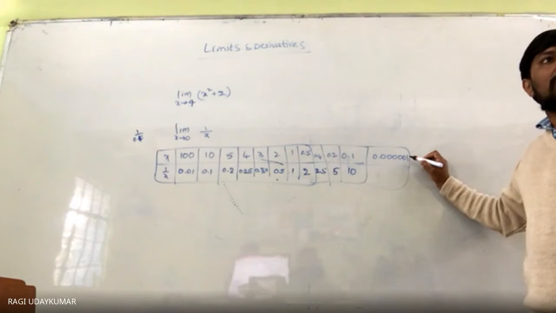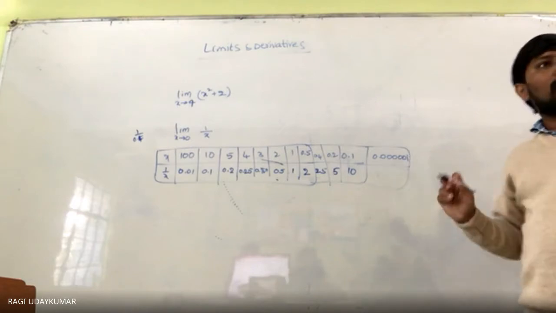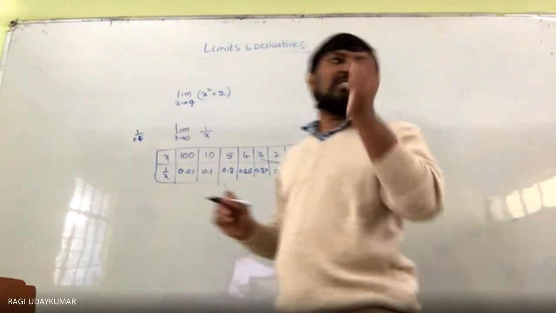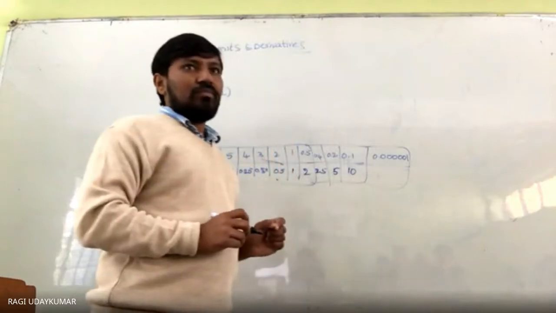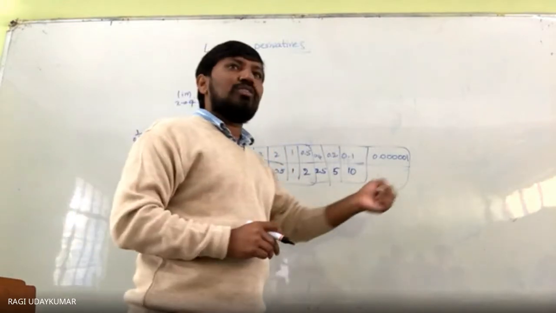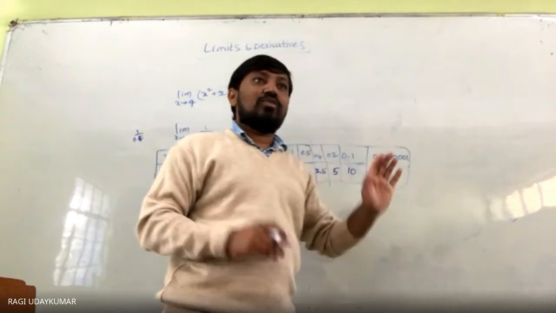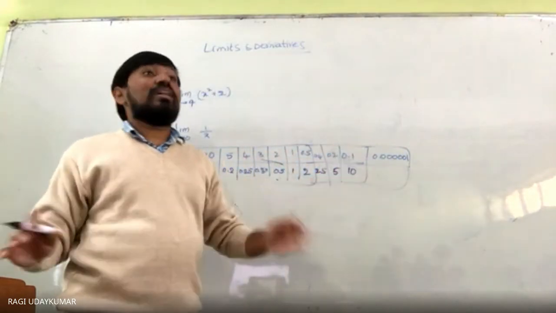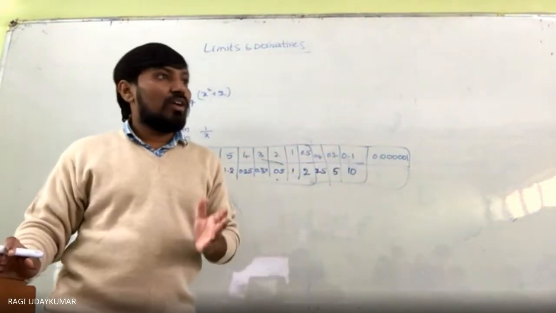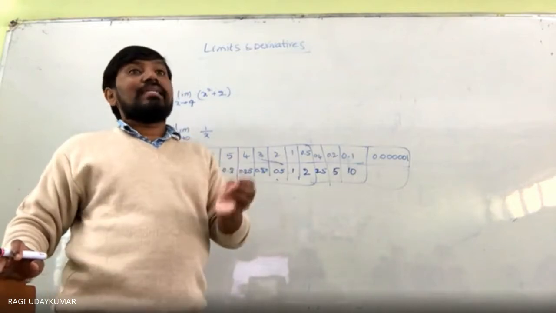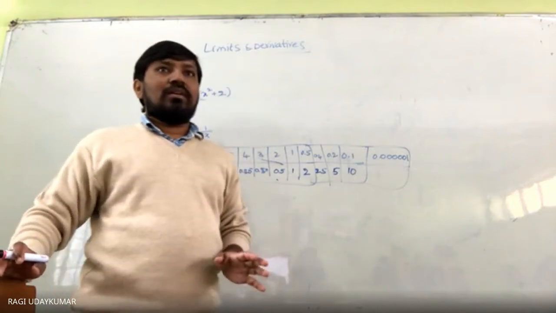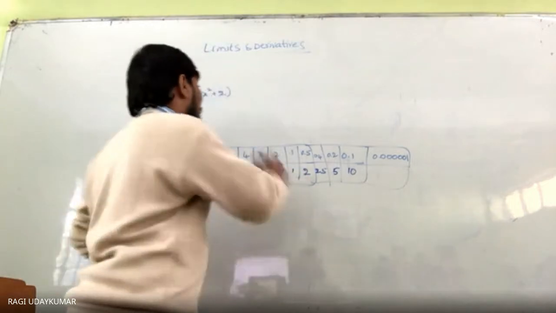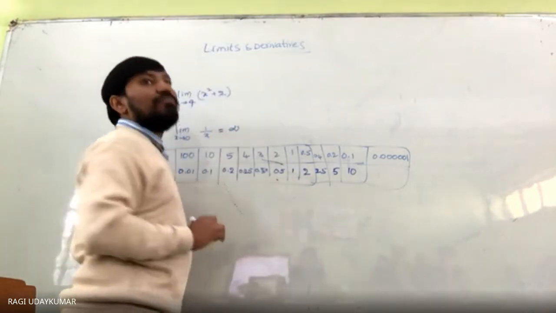Here, however small, you are going to take the smallest number which is near to 0, like 0.00000 100 times 1. So a very big number you are going to get. That big number, whatever you are getting, we cannot say exactly what the value is. So that's why it is set as infinity.